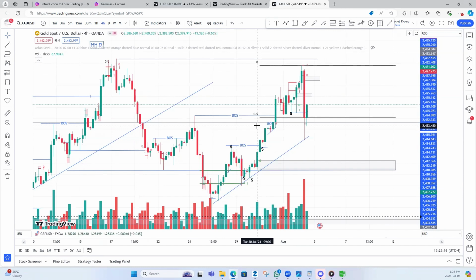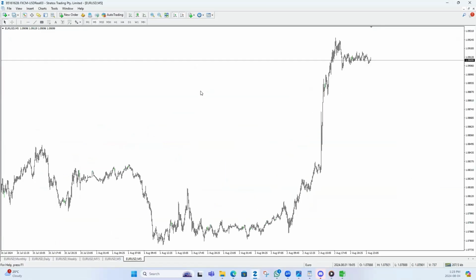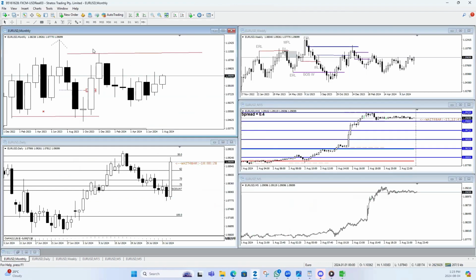I do my analysis here in TradingView. I also have my MT4, which is right here. You can see is my MT4 platform where I execute a trade. Like I told you, your broker is going to offer you some sort of platform. So this is the platform I was talking about. So this is MT4 platform.